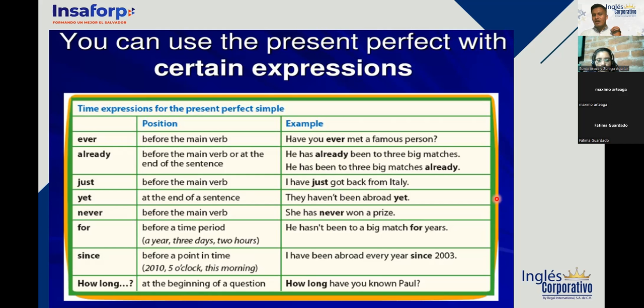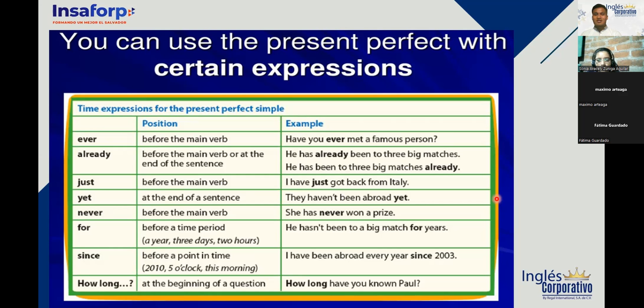But what if you have to use since? Can you use since there? Yes. Okay, can you give me an example using since? I have known Paul since 2003. 2003. There you go.